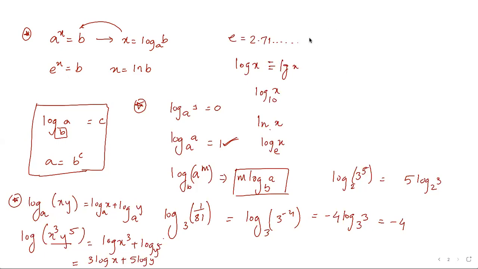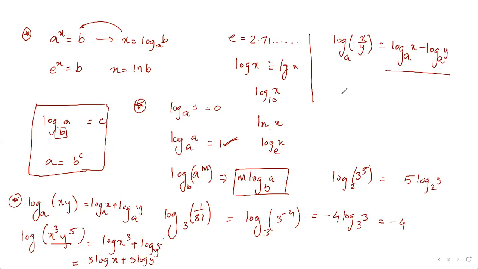We have got 2-3 more properties that I would like to add and iterate. The first is that if you have log x upon y to the base a, I can write this as log x to the base a minus log y to the base a. So this is your division property.